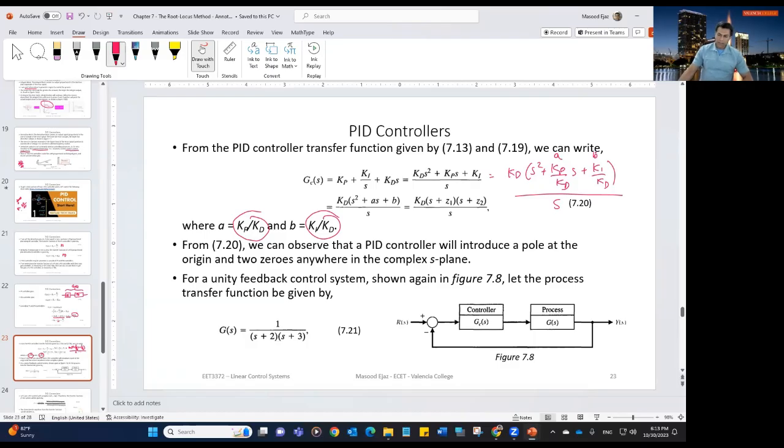So we can write this second order equation as S squared plus A S plus B. KD is the gain of the total controller. And S squared plus A S plus B can be broken down into two zeros, because it is in the numerator: S plus Z1 and S plus Z2. They can be real values or complex conjugate values. And we have one pole at S equal to 0, as you can see.